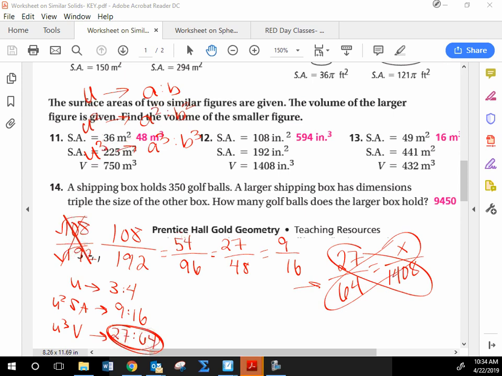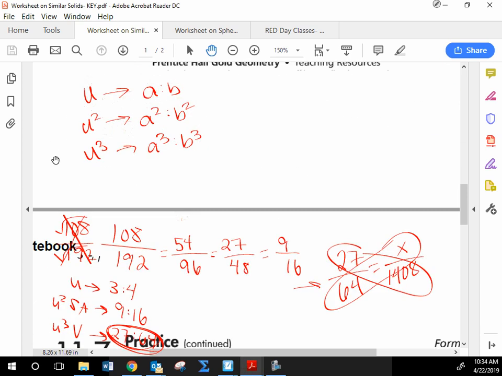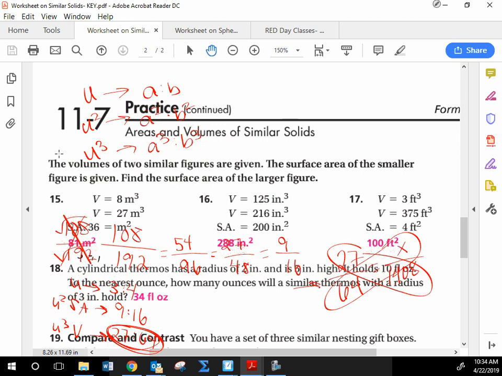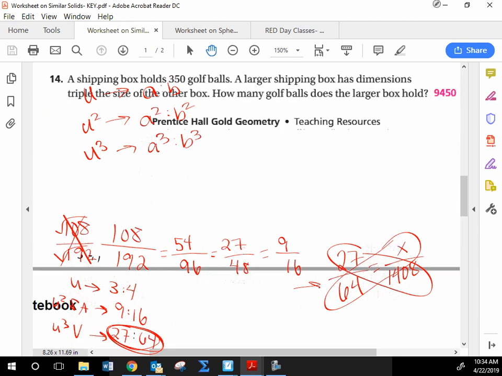Okay, so we take a look at the back side. Okay. I'll report last. Whatever you guys want.